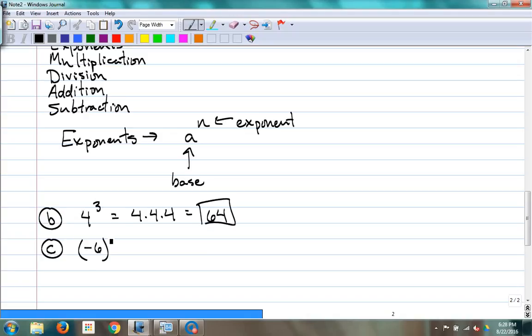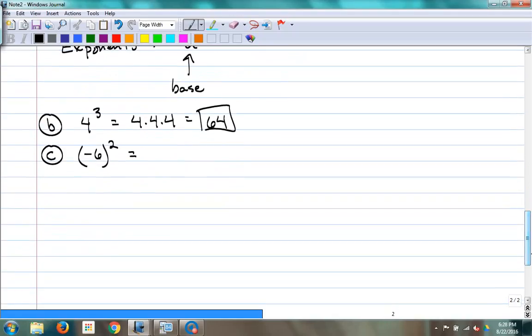Negative 6 squared. What's that mean? Yeah, negative 6 times negative 6. Positive 36. Remember your rules about multiplying negatives. 2 negatives make a positive. Do that in English too. 2 negatives make a positive. Example D. Now here's the confusing part that everybody always has trouble with. Negative 4 to the 4th.